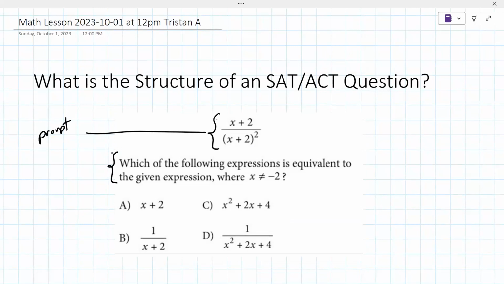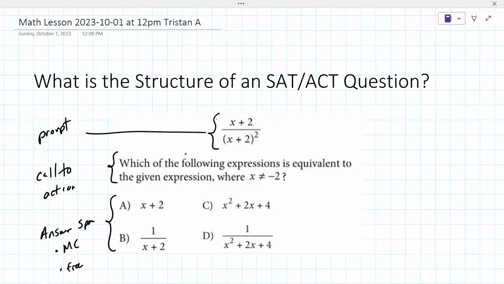The next thing is what I call the call to action. This is the thing that we really want to start focusing on, which is what they actually want you to do. And we're going to learn today that sometimes the prompt is unrelated to the call to action. And sometimes you just need the call to action to be able to solve the problems. The rest of this is what's called the answer space. There are two types of answer spaces. There's multiple choice, and then there's what's called free response.